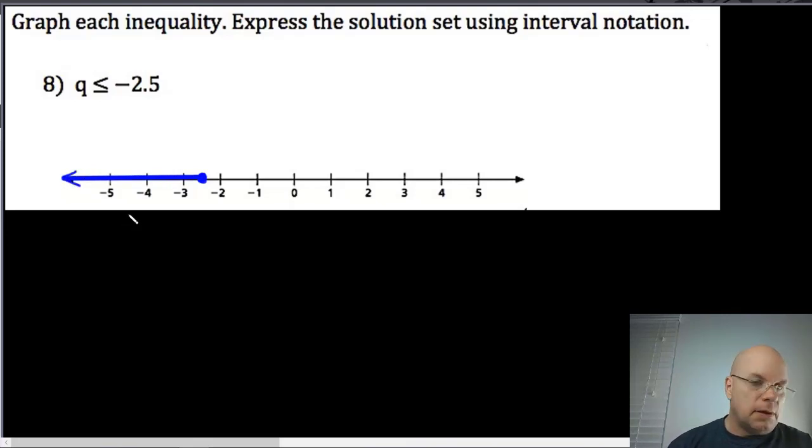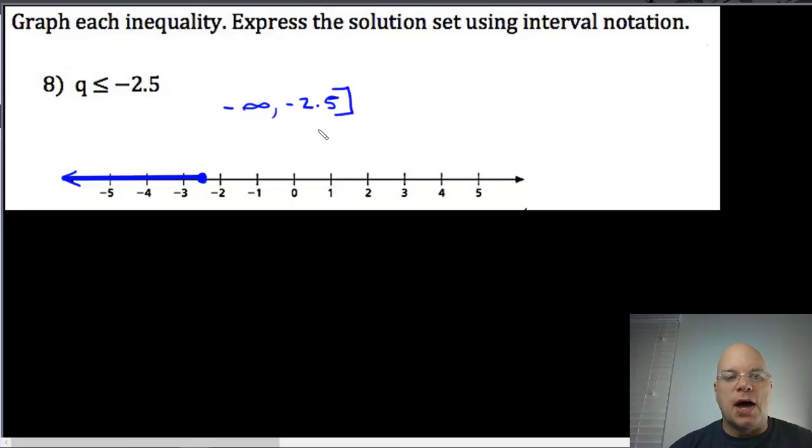For the interval notation, you think of the lowest number that could be in the solution set. Since this goes all the way to negative infinity, the solution set goes from negative infinity all the way to the greatest number that could be in the solution set, which is negative 2.5. The negative 2.5 is included in the solution set because it's less than or equal to, so it could be equal to negative 2.5.